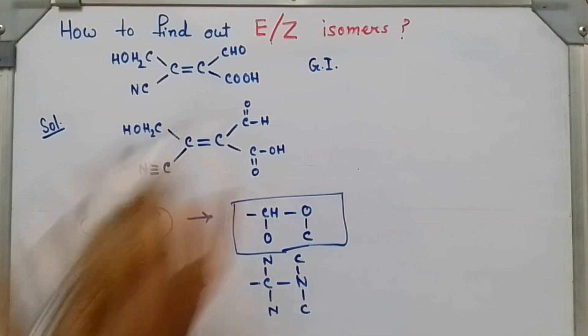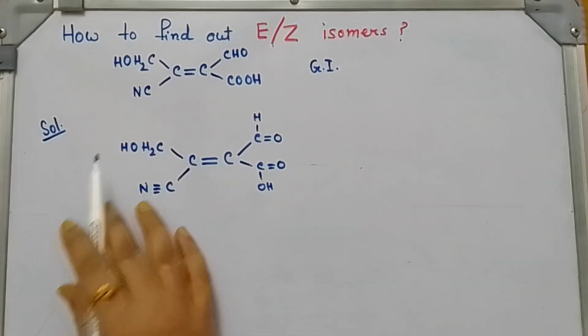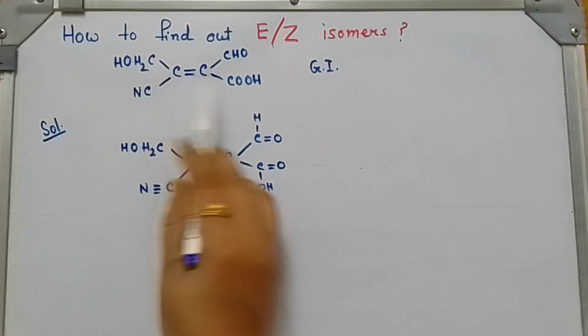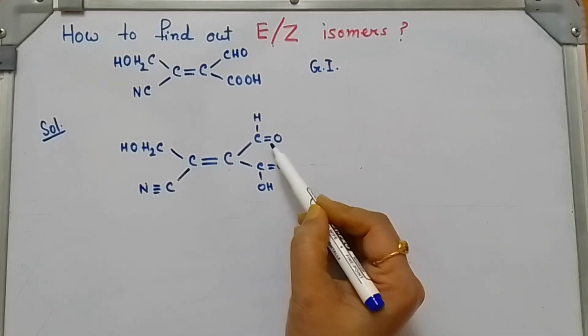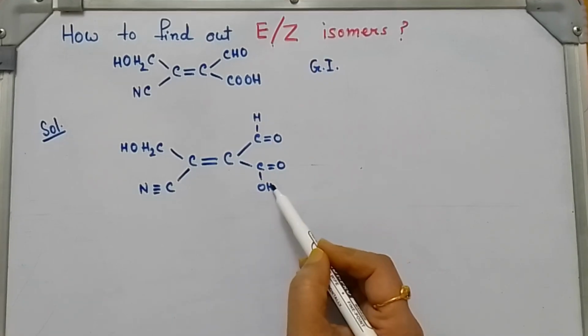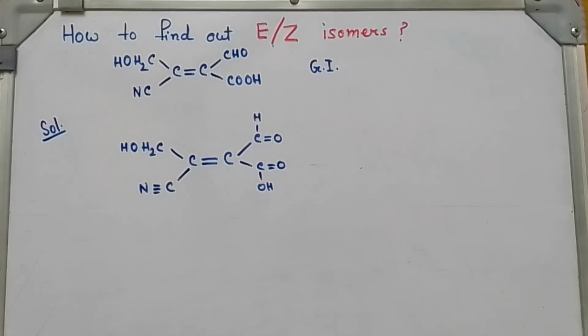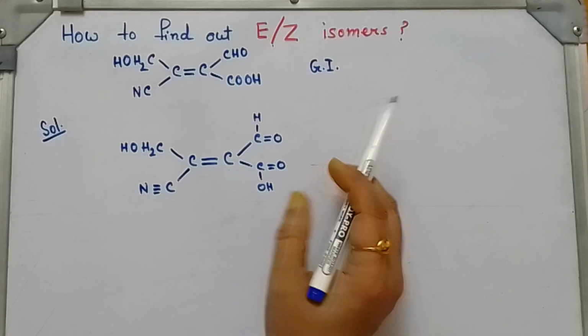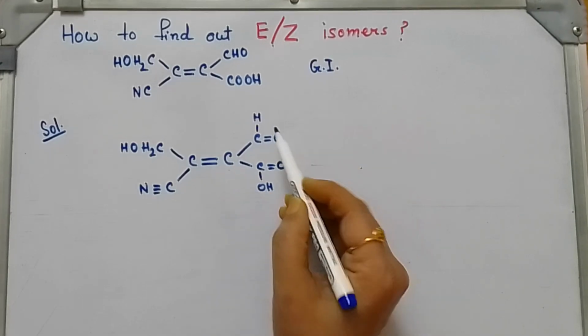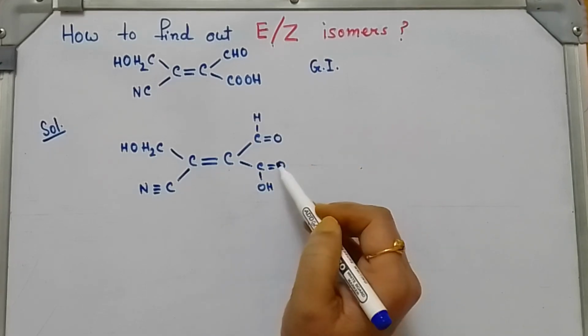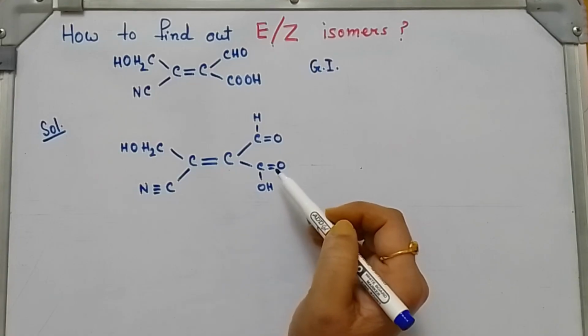Now we will do this example. This is the complete structure of this molecule. This is CHO, aldehyde functional group. This is carboxylic acid. This is nitrile. This is primary alcohol. Now we have to find out between these two functional groups which one is having higher priority.